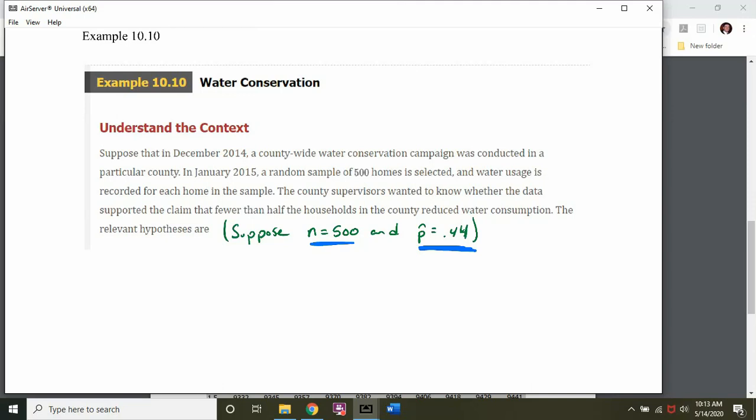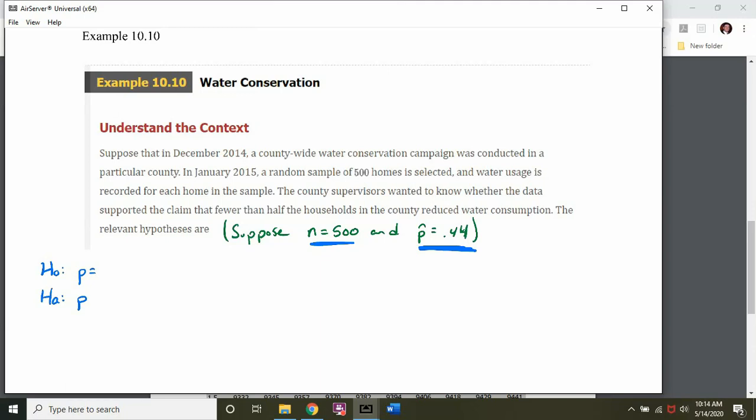So if a random sample of 500 households shows that 44% have reduced water consumption, is that enough evidence to suggest that of all the houses in the county, less than half have? Or is this 44% just due to sampling variability? That's what we're looking at here. Okay, so we're going to set up a hypothesis test. H sub 0, H sub A. We think the true proportion might be this versus less than, greater than, or not equal to.